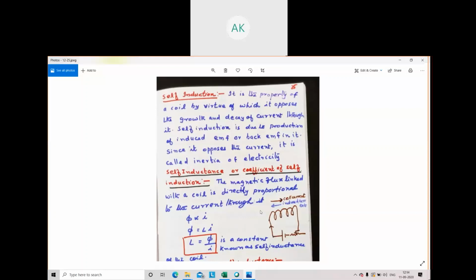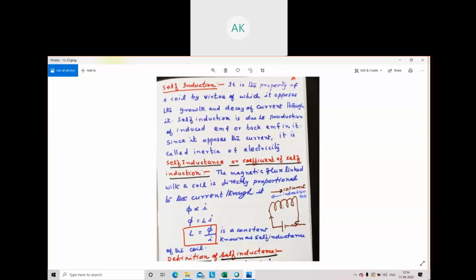So what is self-inductance? Self-inductance is the property of a coil, by virtue of which it opposes the growth or decay of current. How? By inducing an EMF in itself. So because of that property of the coil, the process of growth of current is delayed. Similarly, decay of current also gets delayed due to that property of the coil. In self-inductance, back EMF is induced. Due to that, both processes, growth of current and decay of current, are delayed.